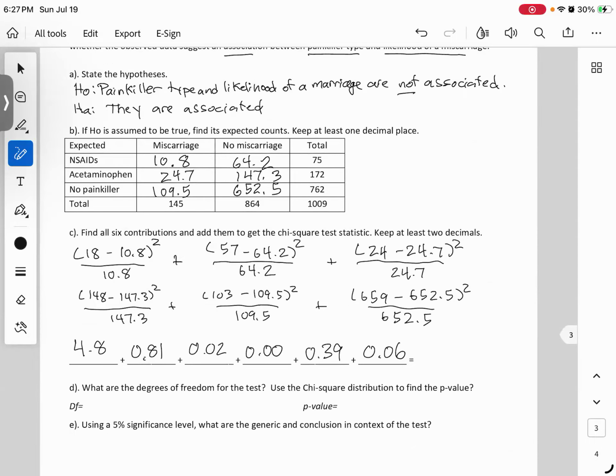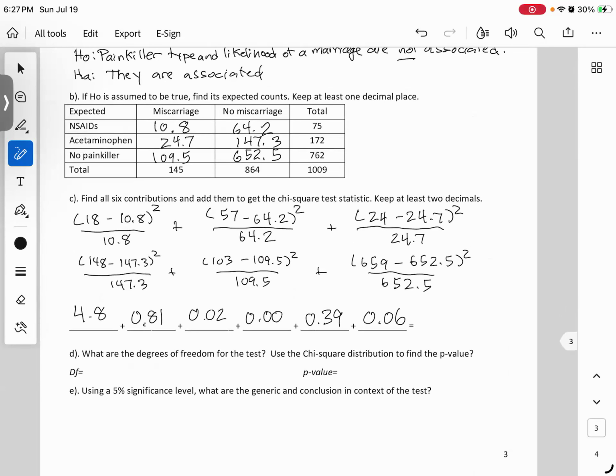Again, the order that you do all six of those calculations doesn't matter, because in the end, all you're going to do is add them all up, in whatever order. And that's what I'm about to do right now. Just calculator. You'll get 6.08.